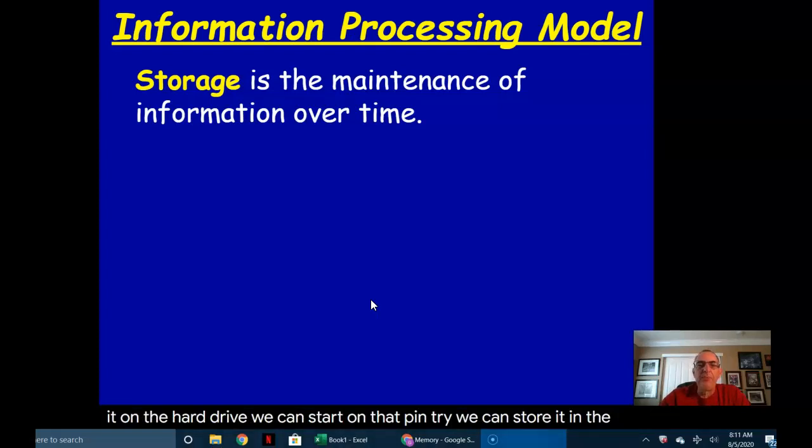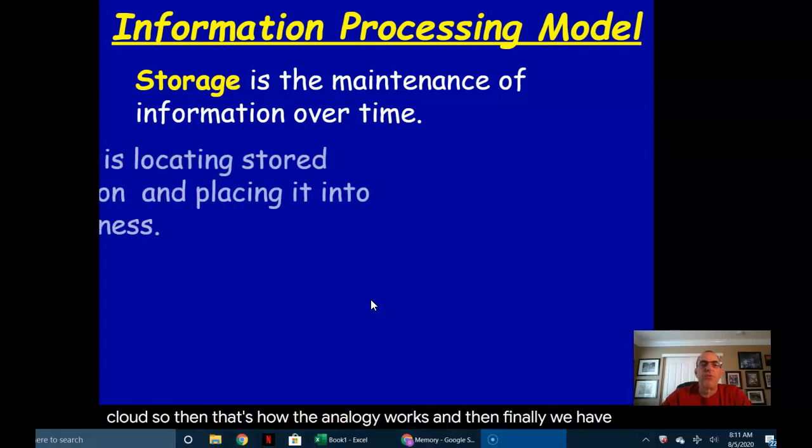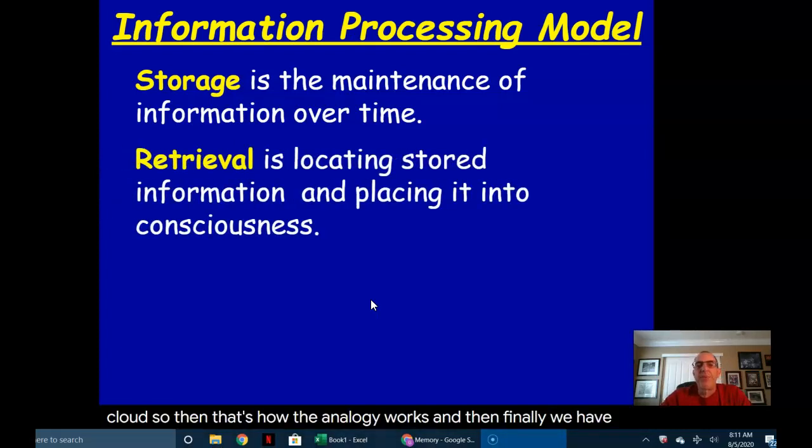And then finally, we have what's called retrieval. This is locating stored information and placing it back into consciousness. As human information processors, we are much, much better at storing information. In fact, we can store much more information than even the largest, fastest computers can. Many of us can remember things all the way back into our early childhood. The problem that we do have is retrieval, being able to find that information and bring it back into conscious awareness.